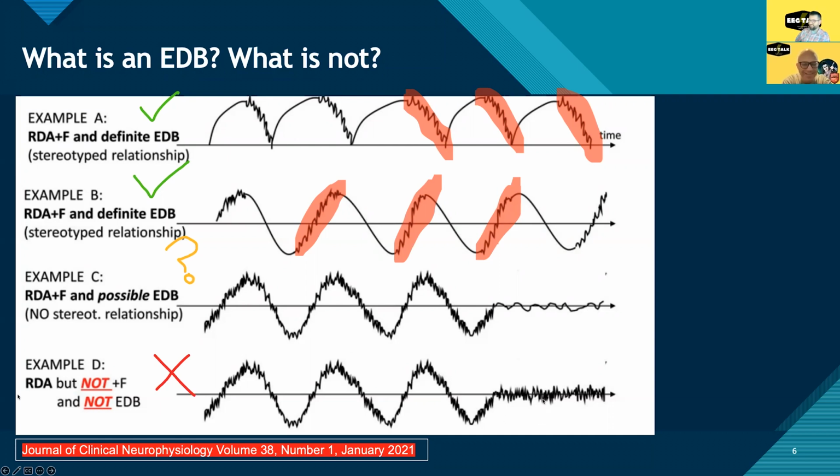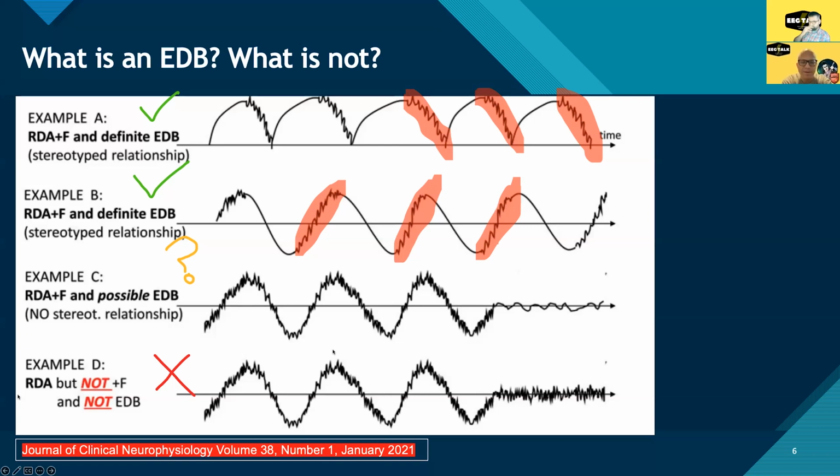So the EDB is nothing more than, trying to be simplistic, rhythmic delta with some exclusive fast activity, right? But that's important, because if you see the fast activity overriding the big old rhythmic delta, but it's also in the background, it's not exclusive. So then it does not count. The fast activity needs to be solely married to the rhythmic delta.